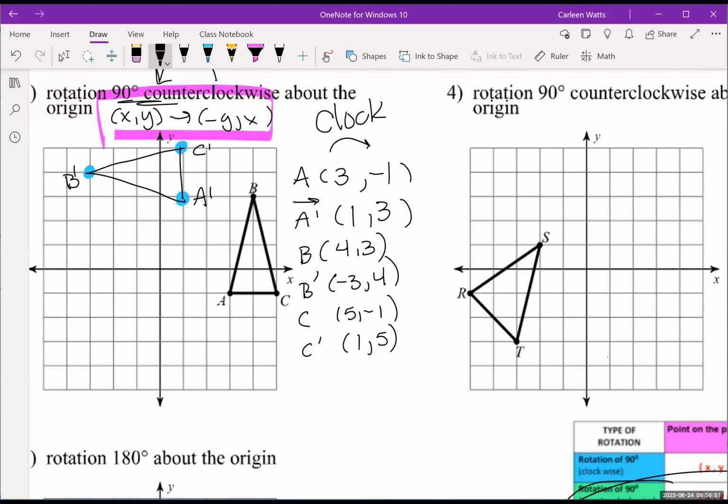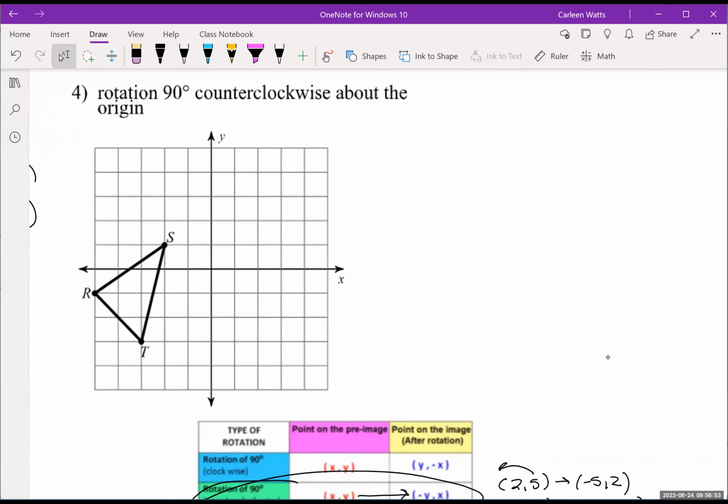Okay, so let's do this one. Rotation 90 degrees counterclockwise. Counterclockwise. So can we see that, like, this one's harder to see? Something like that? I may be wrong. Okay, so that's my prediction, but we know it's going this way. I'm just not exactly sure about the angle.